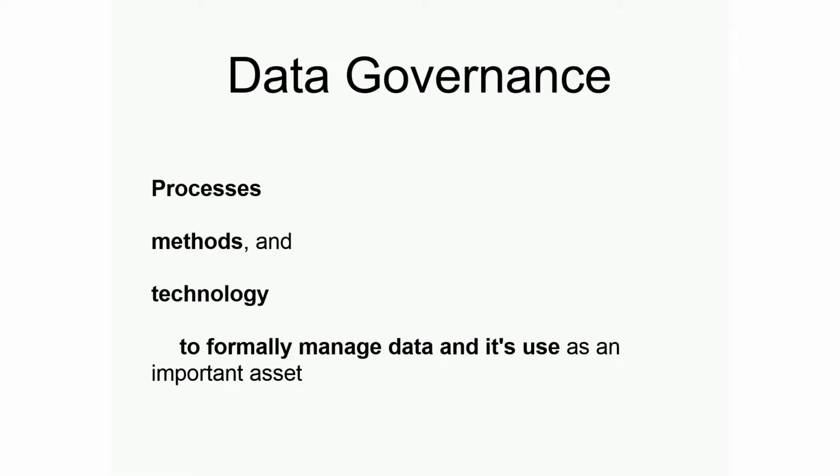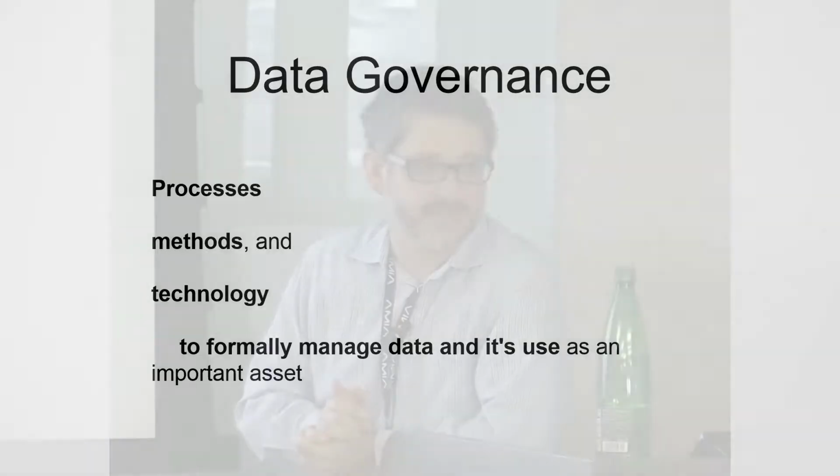So just as an overview, data governance really is a whole spectrum of things. It's the processes, methods, and technology to formally manage data and its use as an important asset. And the disclaimer here is that this is my definition. If you look up data governance, of course you'll go to Wikipedia, you'll go to other places. There are data governance organizations out there, and the definition is several pages. They talk about what it is and how it's viewed. This is how I see it in a concise manner. It's really all of these things.